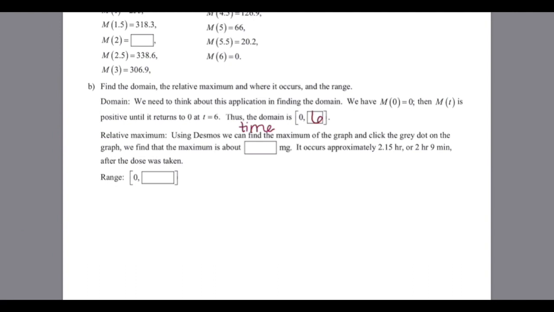We used the maximum feature in Desmos, and we found that the maximum amount that we had in our system was 345.8 milligrams, and it occurred approximately 2.15 hours after we took the medication. We can then say our range was from 0 amount of medication in our bloodstream to 345.8 milligrams, because again, the range represented the milligrams of meds in our bloodstream in the context of this particular problem.